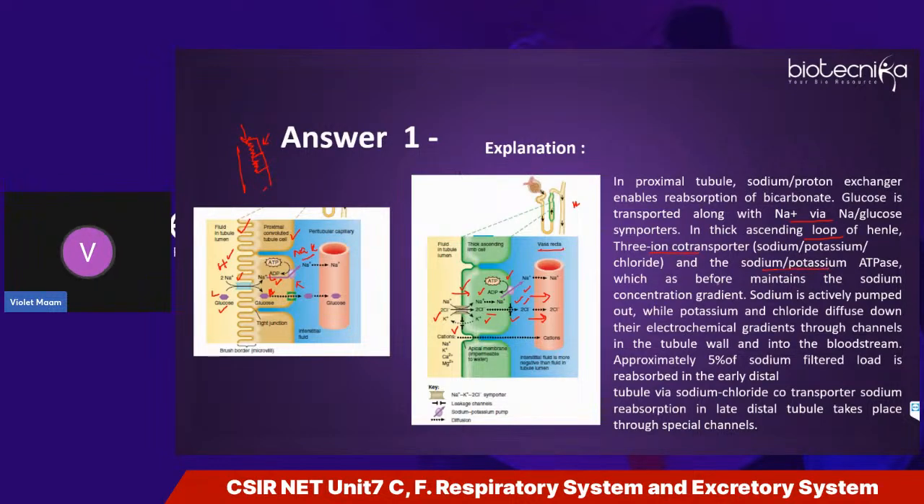And the sodium potassium ATPase. So this is the sodium potassium ATPase, which as before maintains the sodium concentration gradient. In this case, at the basolateral surface, sodium is actively pumped out, while potassium and chloride diffuse down their electrochemical gradients through channels in the tubule wall and further into the bloodstream. Approximately 5% of sodium filtered load is reabsorbed in early distal tubule.